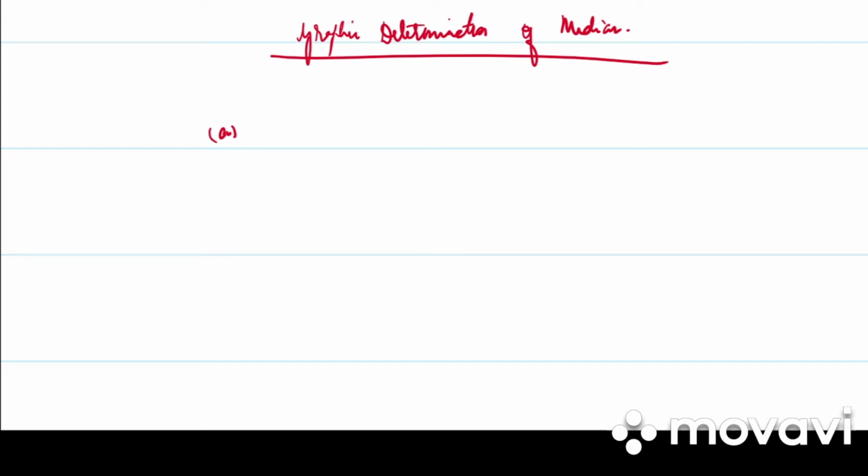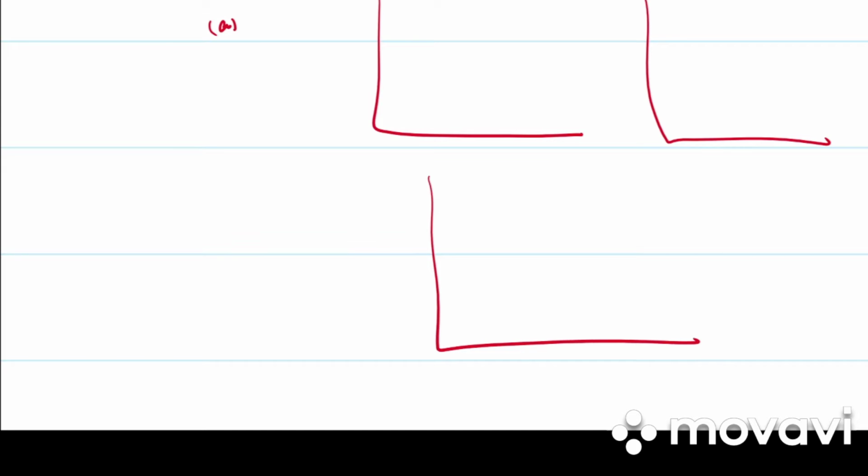So either we can draw less than ogive or more than ogive in different graph sheets, and the second will be presenting the data simultaneously in the same graph, like we have studied in the previous chapter. So there are two ways to find out the median. Either you do single less than and more than ogive, or in the single graph you would be doing both the less than and more than ogive.